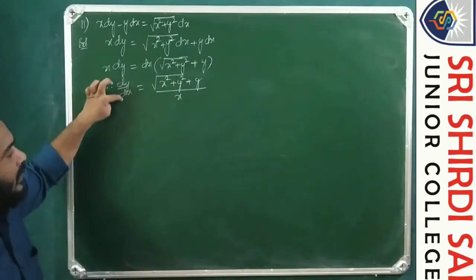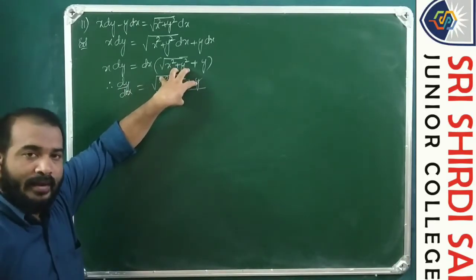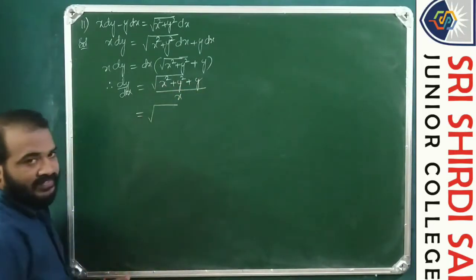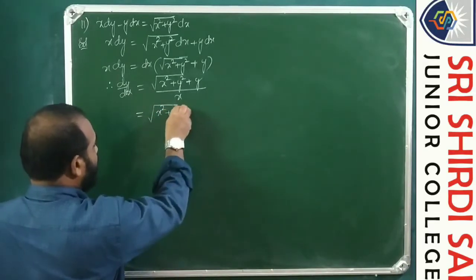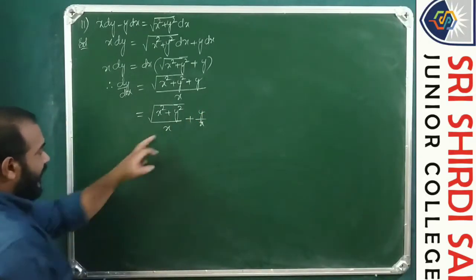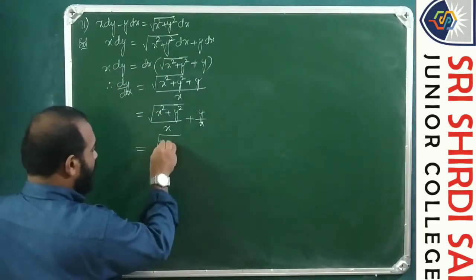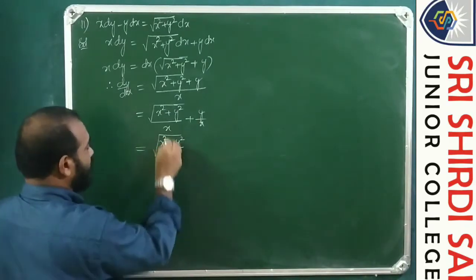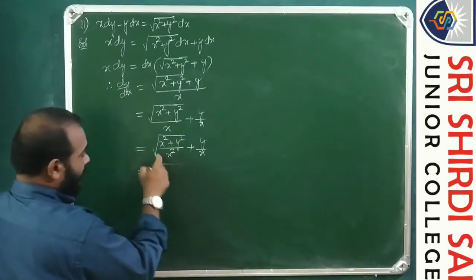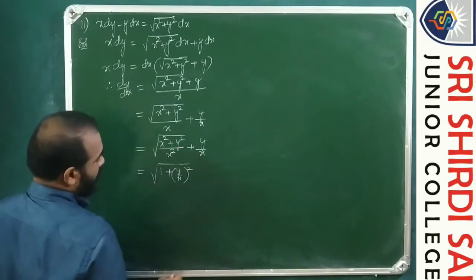Since this is dy by dx, we have to express this into f of y by x, for which what I am doing is, a plus b by c is a by c plus b by c. So this is square root of x square plus y square by x plus y by x. This x, when you bring it inside the square root, it will be x square. So this is square root of x square plus y square by x square plus, as usual, y by x. Now x square by x square is 1, plus y square by x square is y by x whole square, plus y by x.